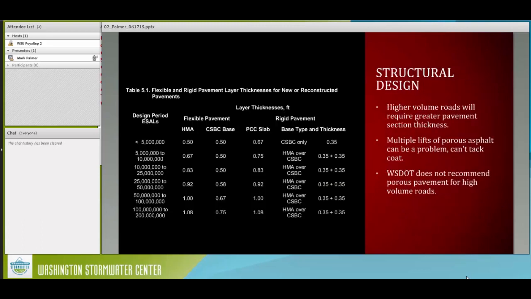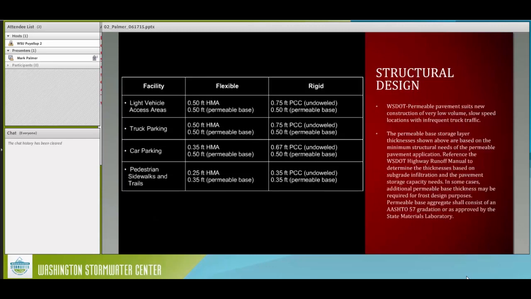Another guideline here is for a little bit higher volume roads, up to 5 million and over ESALs. There's some pavement thicknesses here that can apply as a guideline if you'd like to use those. And then finally, there's actually some WashDOT permeable pavement recommended thicknesses here for low volume, which is the primary use that WashDOT is using it for.